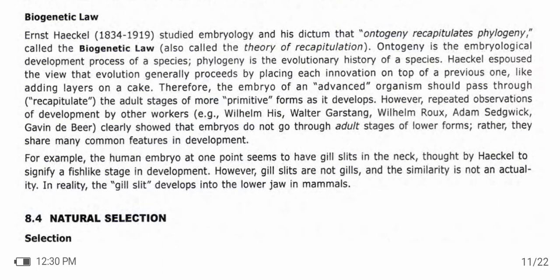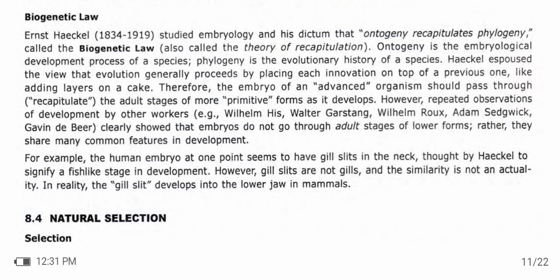Therefore, the embryo of an advanced organism should pass through recapitulation, the adult stages of more primitive forms as it develops. However, repeated observations of development by workers like William His, Walter Garstang, Wilhelm Roux, Adam Sedgwick, and then Gindeber, I'm not sure about the pronunciation, clearly showed that embryos do not go through adult stages of lower forms; rather, they share many common features in development.